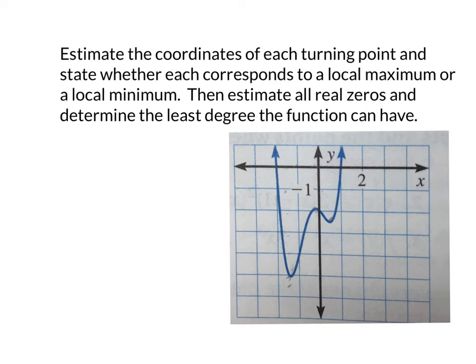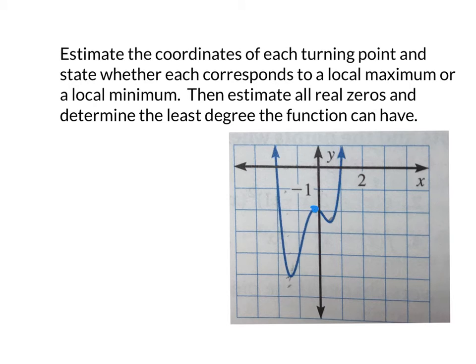All right, this one says estimate the coordinates of each turning point and state whether it corresponds to a max or a min, and estimate all real zeros and determine the least degree. Wow, a lot of stuff. So here we go. Let's go maximums first. I'm going to circle this. The only local max I see is right there.